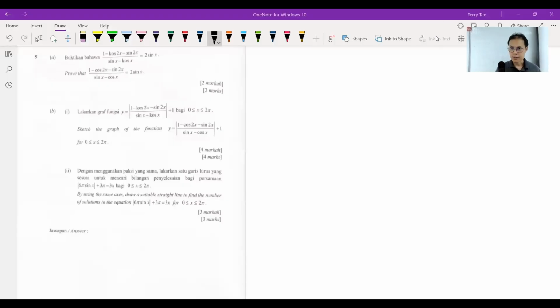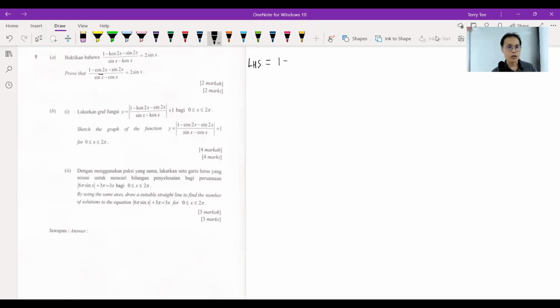Okay, question number 5. This is from trigonometry. You're supposed to prove or buktikan bahawa 1 minus cos 2x minus sin 2x divide sin x minus cos x is 2 sin x. I'm going to write in English version. So the difference is the cos is K in bahasa, in English is C. You can write in bahasa, of course. This is LHS, left-hand side. Even if you don't want to write this it is fine, we don't have to write left-hand side.